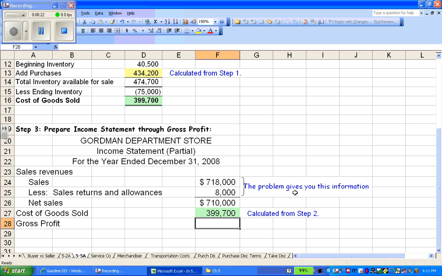So now I'm just going to subtract the two. So again, I'll put a formula. I'll use equal. I'll arrow up to 710,000. I'll use the subtraction key. And then I'll just subtract the 399,700, hit enter, and there's my gross profit. So we prepared the income statement through the gross profit figure, and it's complete. We completed the problem. All right, that was problem 5-5A on page 232 of your text.